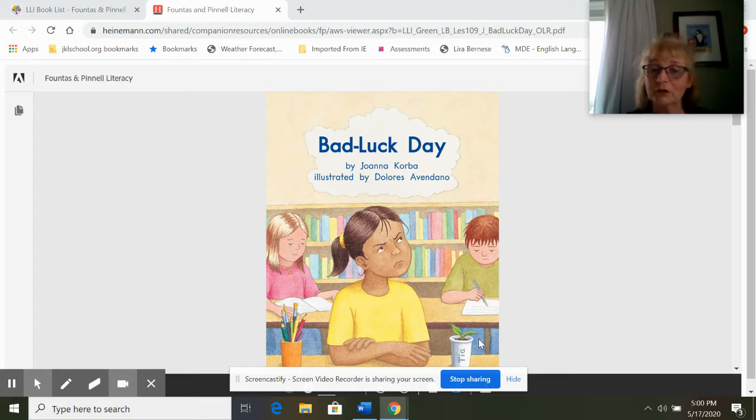Now, there's a few things that you can do to get yourself ready to read this story. And as always, reading the title and then taking a sneak peek is always a good idea. It helps our brain get ready. And let's take a look.